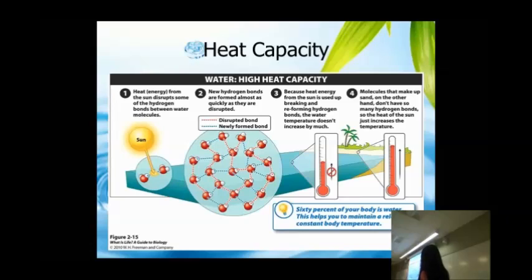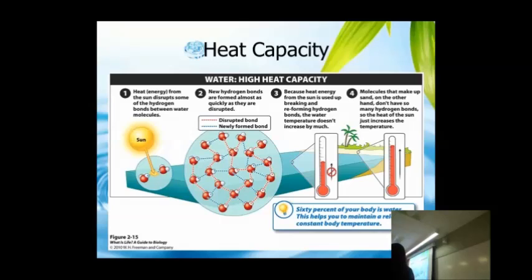So 60% of your body is water, and this is what helps you to maintain a relatively constant body temperature. So your homeostasis, this equilibrium that you see inside of your body, this stable temperature, 98.6 degrees, is maintained because 60% of your body is made up of water.